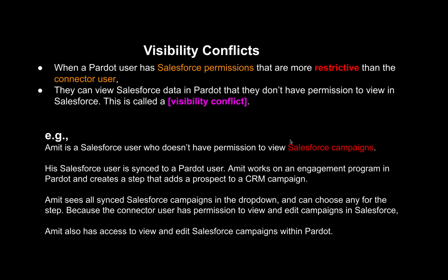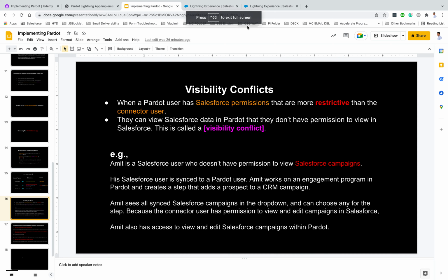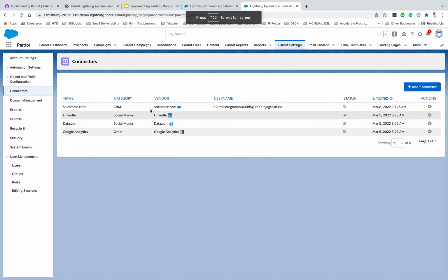So when a Pardot user has a Salesforce permission, when a Pardot user has a Salesforce permission that is more restrictive than the connector user. When I'm talking about the connector user, I'm talking about this connector user, the Salesforce Pardot connector user, because this is the basis of syncing data between these two systems, Pardot and Salesforce.